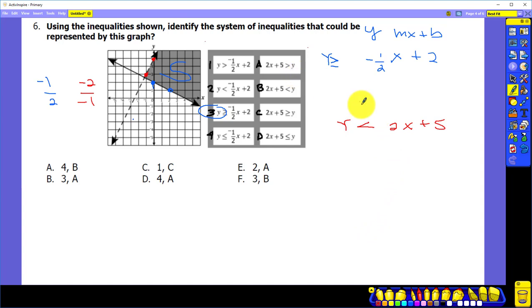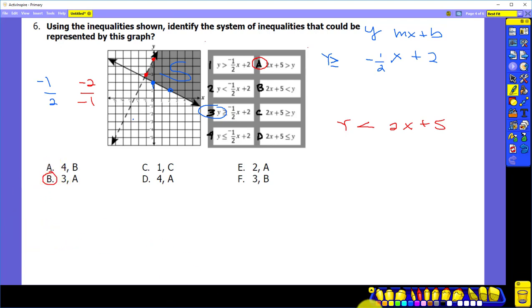Okay, now we have to figure out which one is equivalent to y less than 2x plus 5. Note that if I read this from right to left, it says 2x plus 5 is greater than y, which matches our inequality A, right? These two are the same thing. Alright, so it should be 3 and A, which is represented by option B.